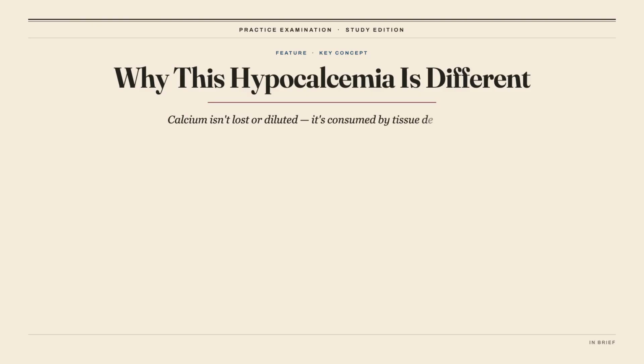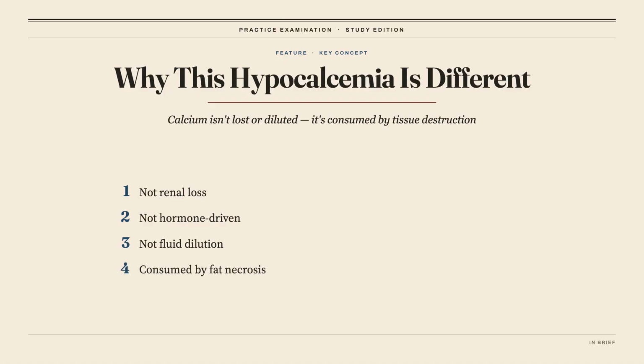This gives hypocalcemia in pancreatitis a unique meaning. Calcium isn't lost through the kidneys, sequestered by hormones, or diluted by fluid. It's being consumed by an active destructive process. That's why a calcium below 8 is one of the Ranson criteria, reporting the extent of necrosis rather than a simple electrolyte problem.